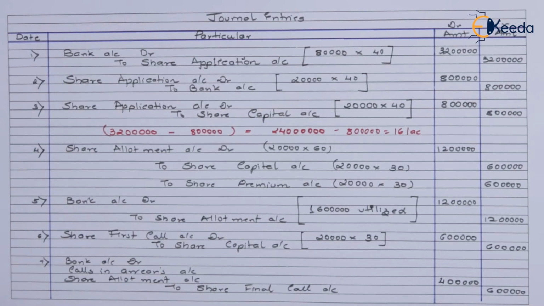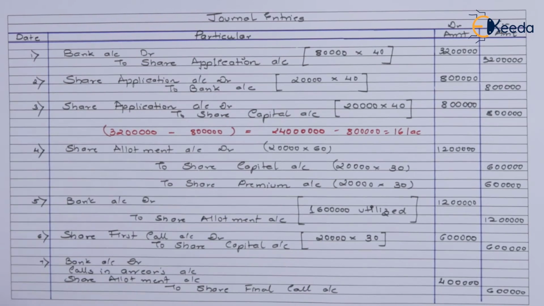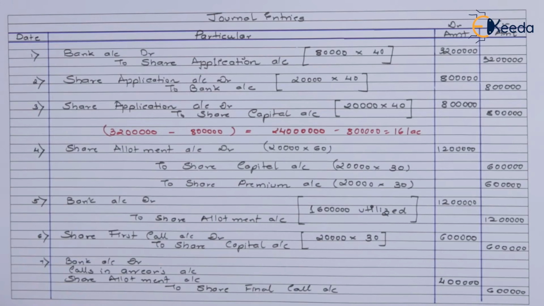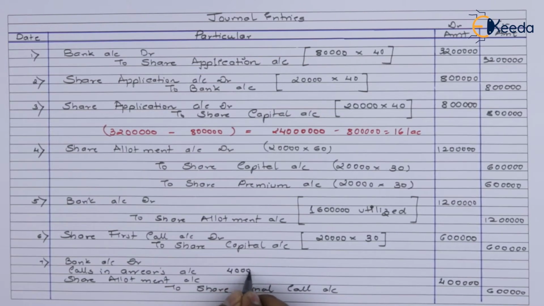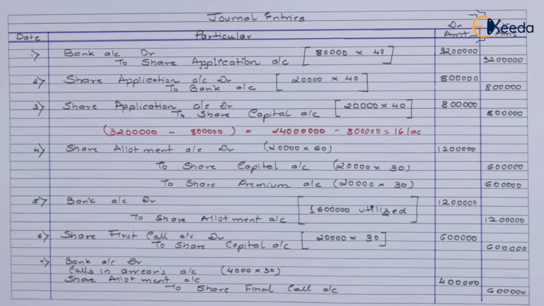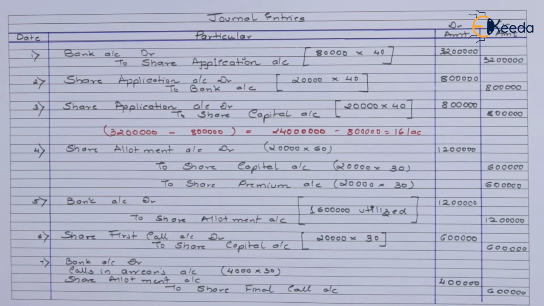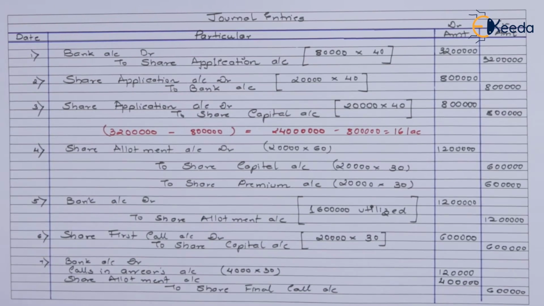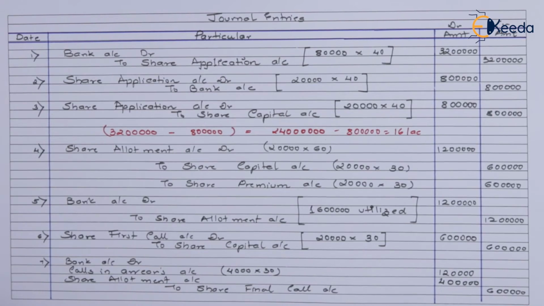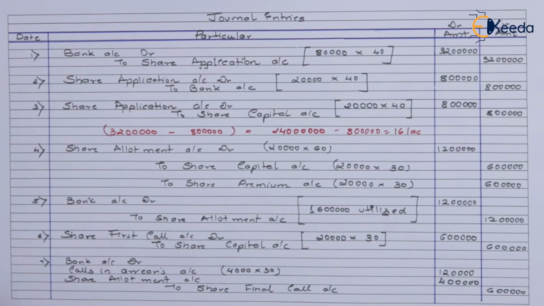Now, the next category refers to the final call, where both X and Y didn't pay the amount. That means 3,000 shares plus 1,000 shares, a total of 4,000 shares into 30, is what we haven't received here. So let's mention that. 1,20,000 we haven't received in total. That means the balance is the amount that we have received here. So let's mention that here. In total, we would have received somewhere around 80,000 in our bank account.